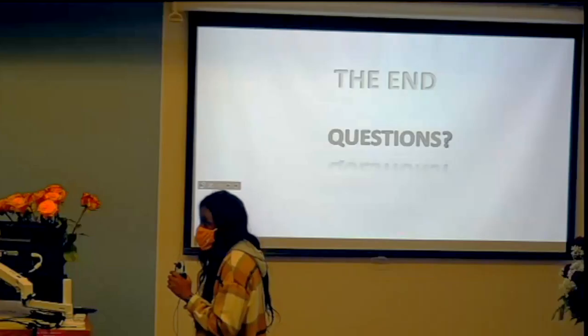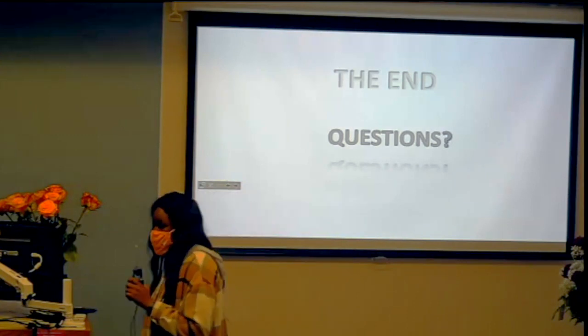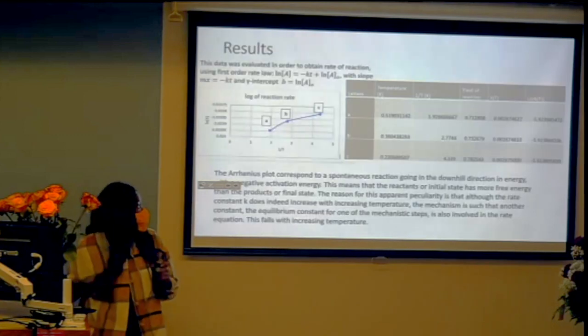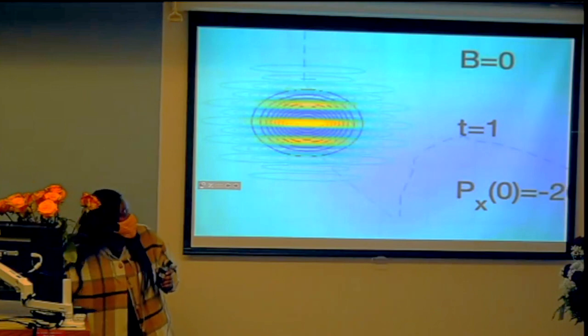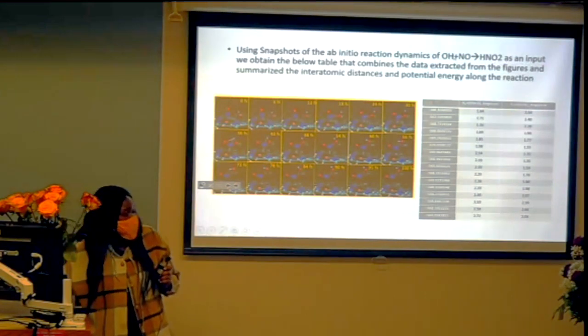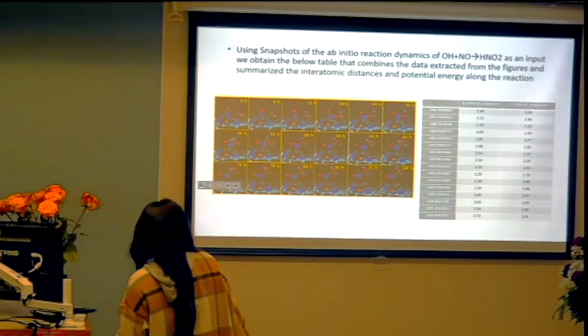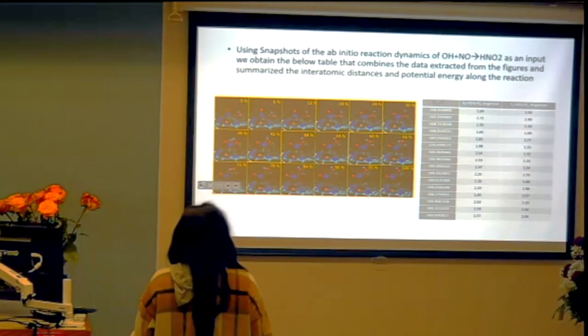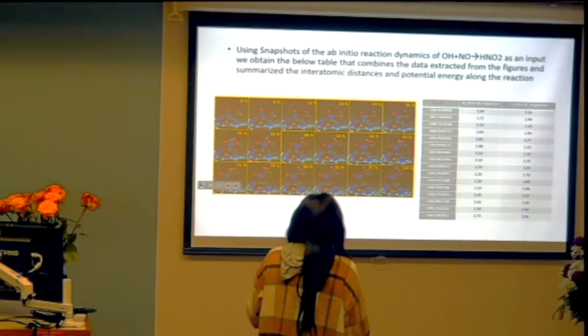I have a question. To my understanding, you are doing hydrogen tunneling in two-dimensional space, right? Is it hydrogen or hydroxyl? It's hydroxyl, in two-dimensional. So basically, the hydroxyl and my nitric oxide will react and then form the nitrous acid. So I'm looking at the two-dimensional reaction of that mechanism.